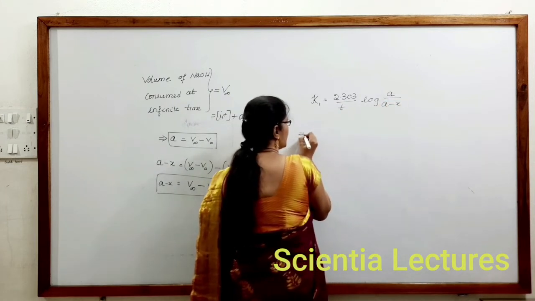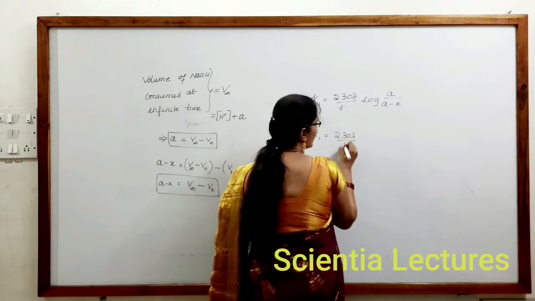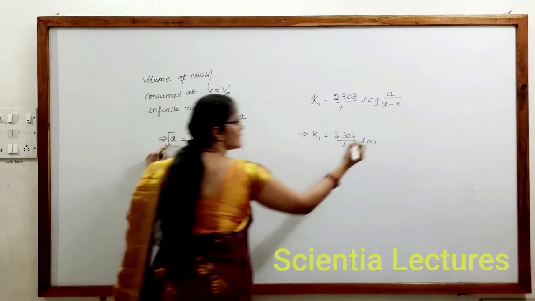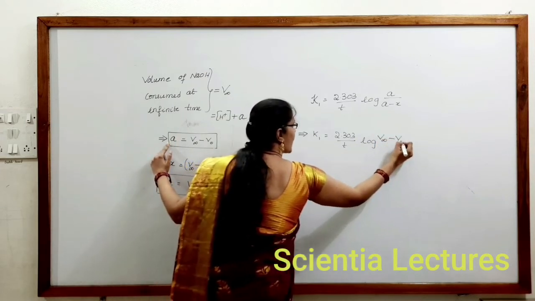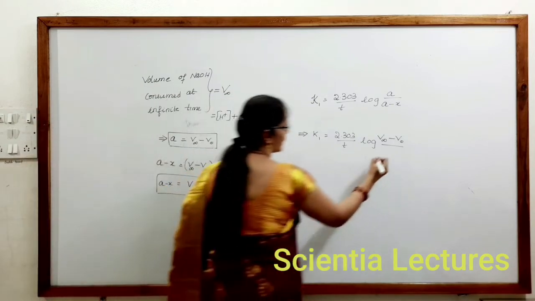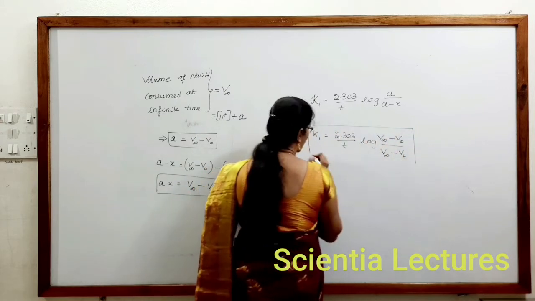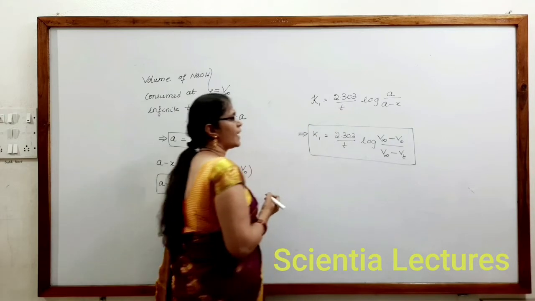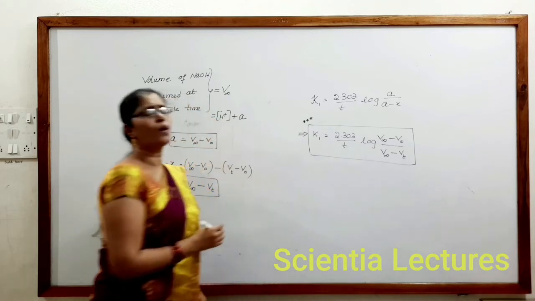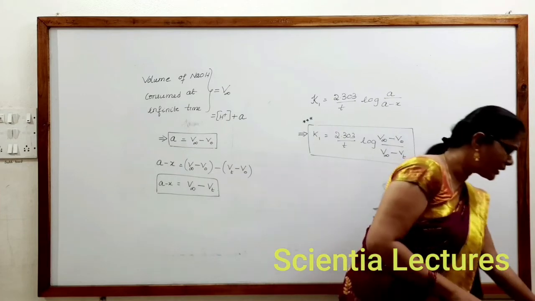So, in this kind of problem, K1 must be equal to 2.303 by t log of, what should be taken instead of A? V infinite minus V naught, divided by, what should be taken as A minus X? V infinite minus Vt. In the problem they have given the information V naught, V infinite and Vt. So this is the formula to use when V naught, V infinite and Vt are given, in acidic ester hydrolysis with NaOH.